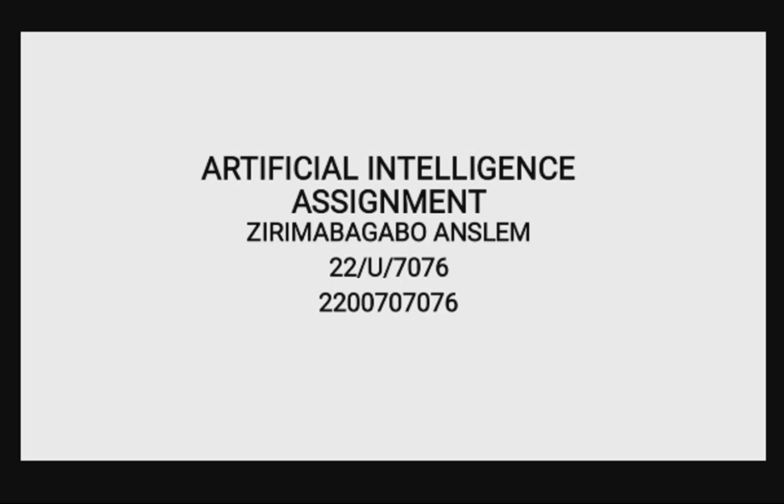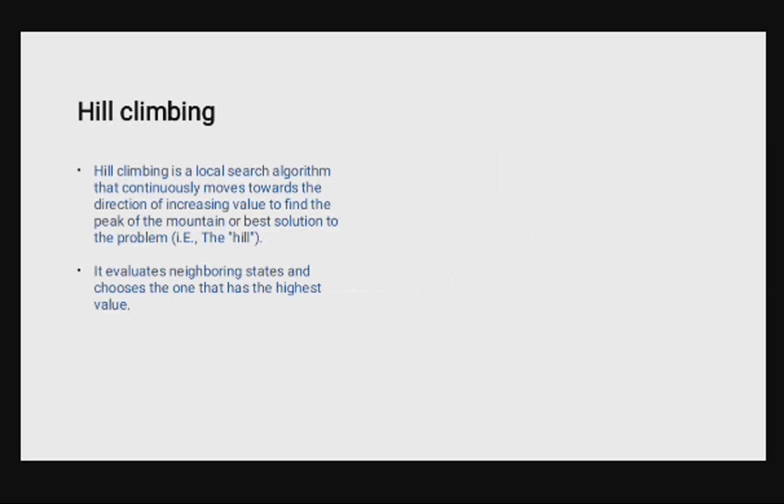And I'm going to take us through different AI algorithms, local search algorithms. One of them is hill climbing, which is a local search algorithm that continuously moves in the direction of increasing value to find the peak of the mountain, or the best solution to the problem.